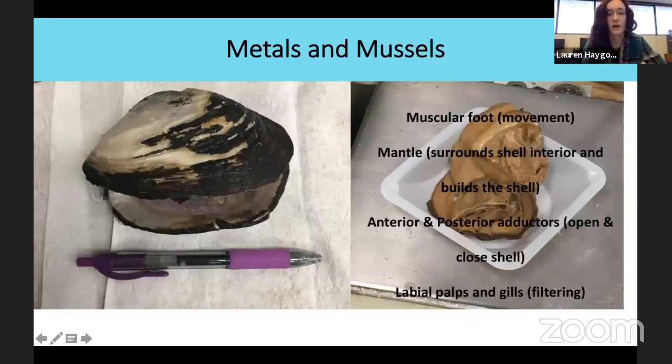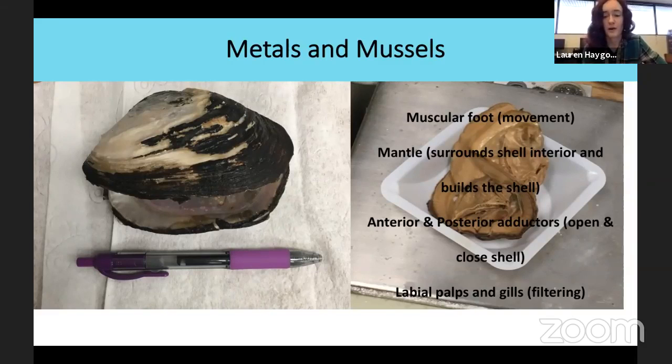And so their tissue, which is here, we can remove out of their shell once they're dead. It has a muscular foot that they used for movement. It has their mantle, which surrounded the shell interior and helped build the shell. They had anterior and posterior adductors, which are used to open and close the shell, kind of like open like that.